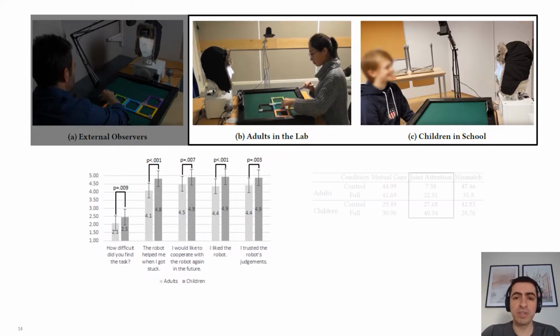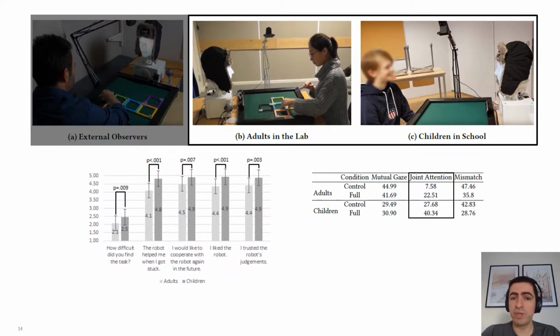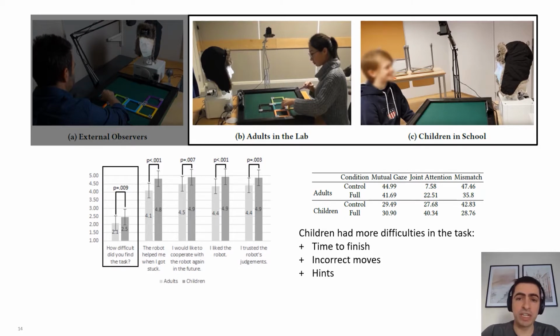Regarding behavior synchrony, we can observe a significant difference when we compare the amount of joint attention in both groups. Overall, children exhibited a greater amount of joint attention. These differences can be explained by the fact that children looked much more at the board, which gave the robot more opportunities for establishing joint attention. And children looked more at the board because they exhibited more difficulties. This is confirmed by our direct question that asks participants how difficult they found the task, and in several of our objective measures that point to younger participants having more difficulties in completing the task.